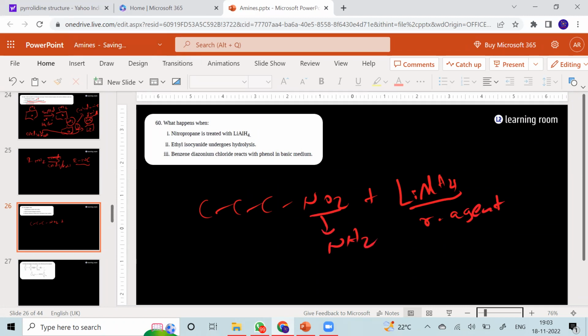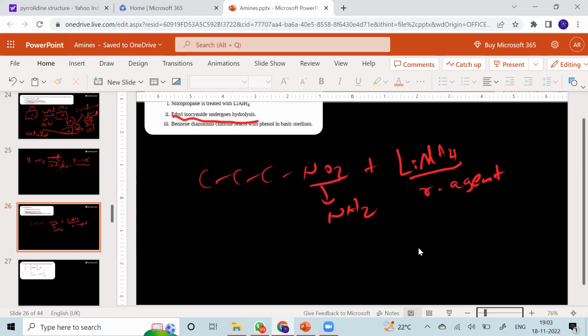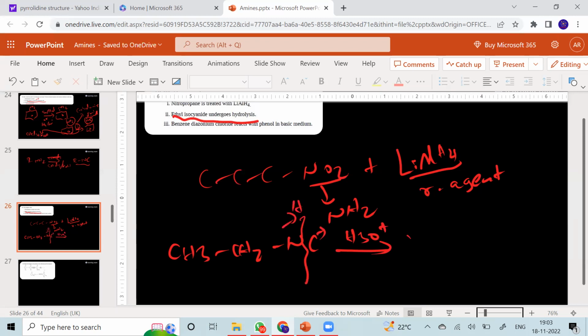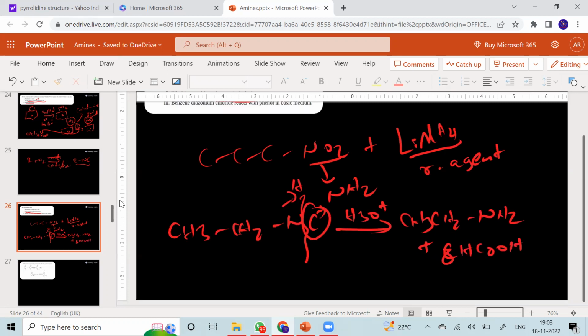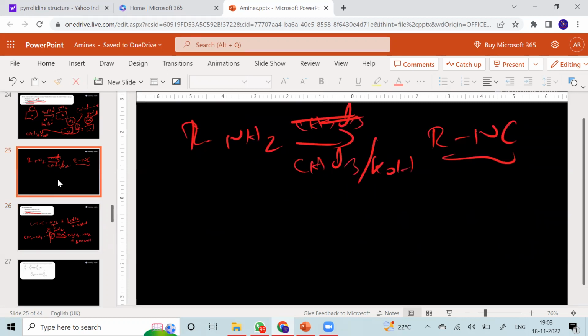Next, ethyl isocyanide undergoes hydrolysis. That is CH3CH2NC on hydrolysis with H3O+. All you have to understand is break this bond and add H here and add some amount of OH here. So you will form CH3CH2NH2, and the one carbon atom with the carboxylic acid will become HCOOH. Now, how do I explain this to you? Let me write it here.